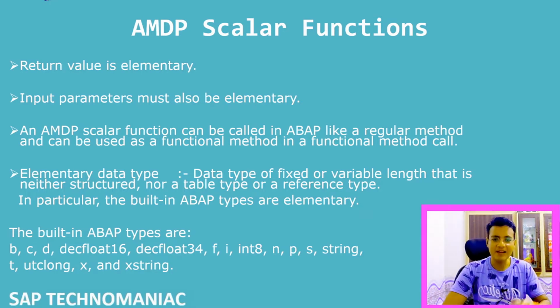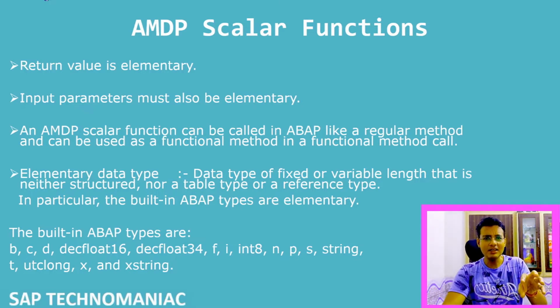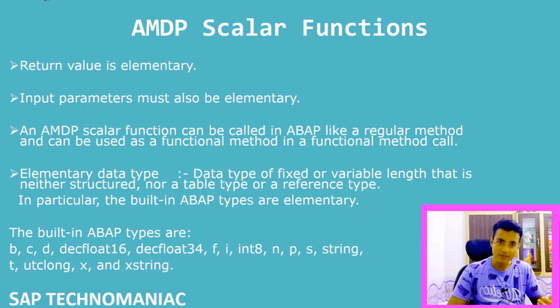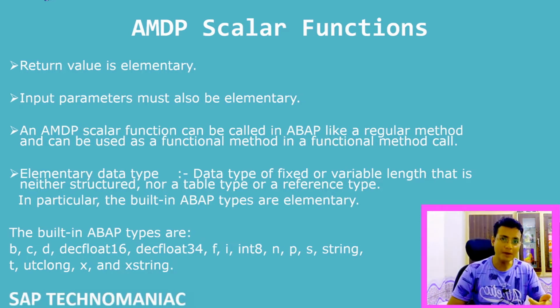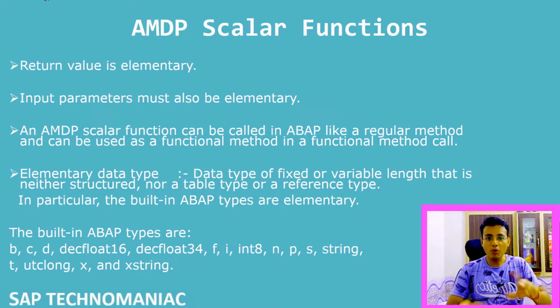And what else I have written: an AMDP scalar function can be called in ABAP like a regular method and can be used as a functional method call. That means we can call it inside the AMDP, and we can call this kind of scalar function in the report as well. It's not like the table function which we can't call in a report, but these functions we can call in the report as well. How to call this kind of function, that also I will show in my practical video. So let's jump into the system. We'll see how both kinds of functions behave in ABAP.